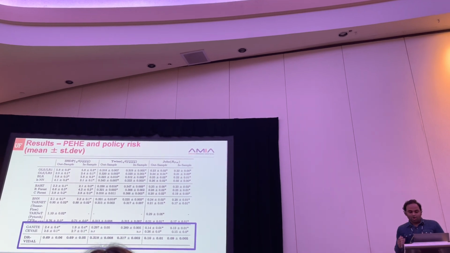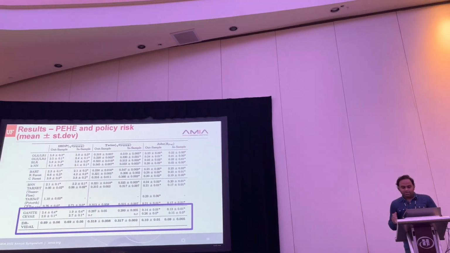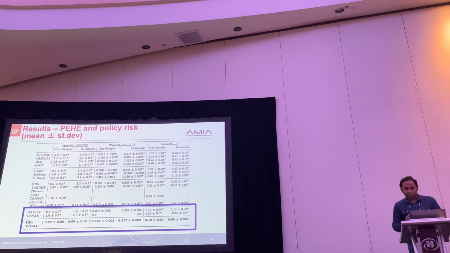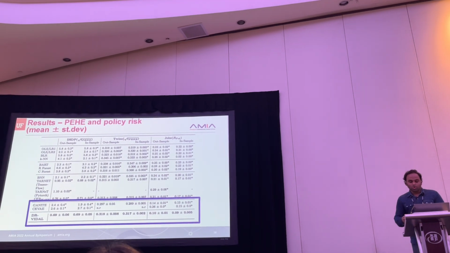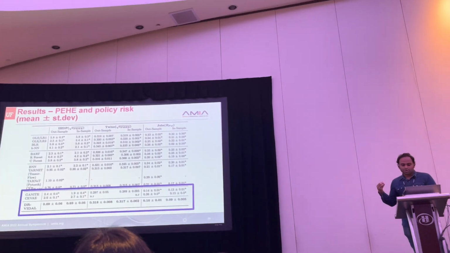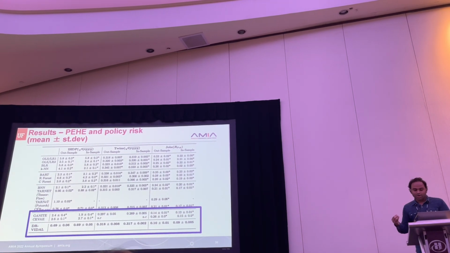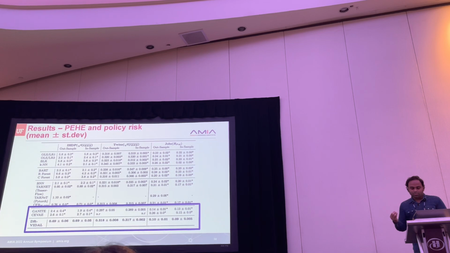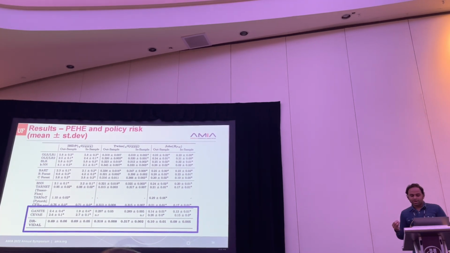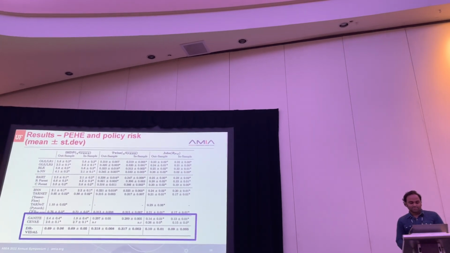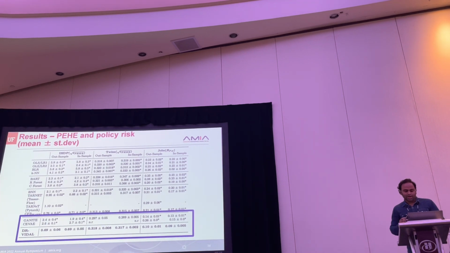Finally, this is the comprehensive comparison in terms of the PHE and the policy risk of Dr. VIDAL with all the different state-of-the-art models. For IHDP and Jobs, our model outperforms the other models. For Twins, Dr. VIDAL is comparable with the others except GANITE. For Twins, still GANITE is the best.